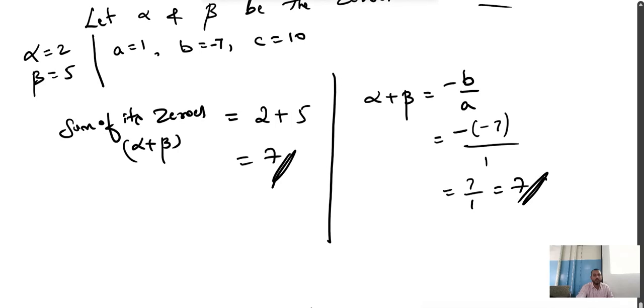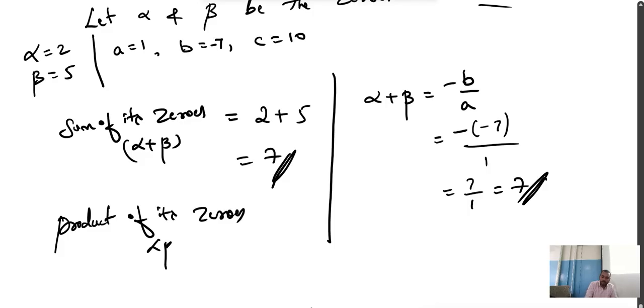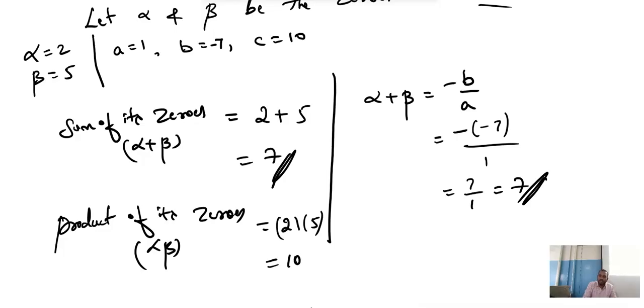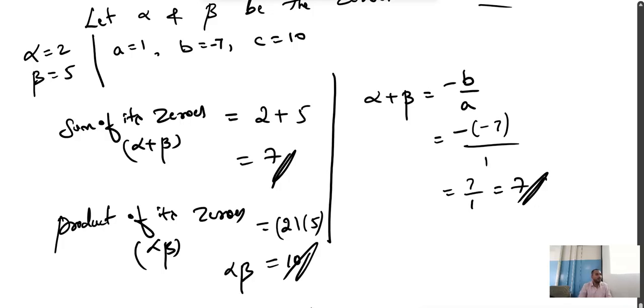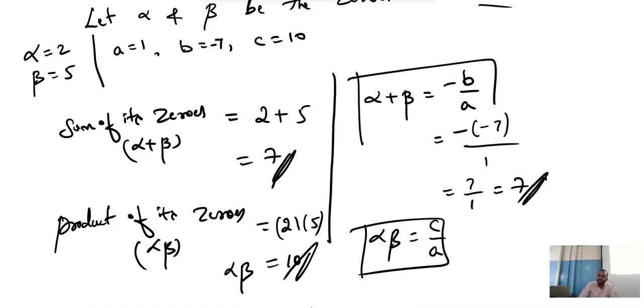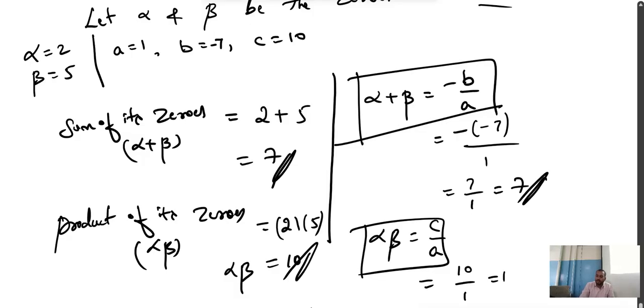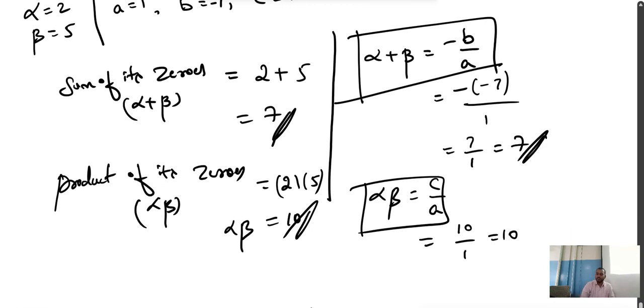Yeah. Now can we try for product of its zeros? Product of its zeros means alpha into beta. What is alpha? 2. What is beta? 5. 2 5s are 10. So alpha into beta is equals to 10. Now let me use the formula. Alpha into beta equals c by a. Please always try to highlight the formulas. What is the value of c? 10. A value 1. 10 by 1 is 10. Now therefore, at last you can write that alpha into beta is equals to 10. Hence proved. So this is a verification.